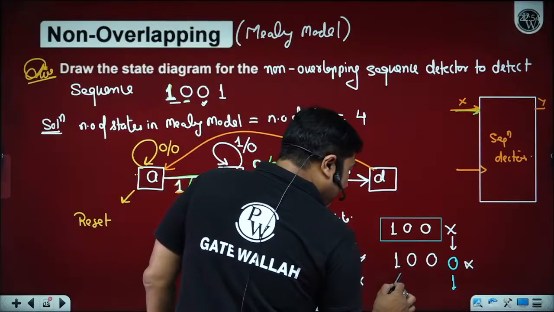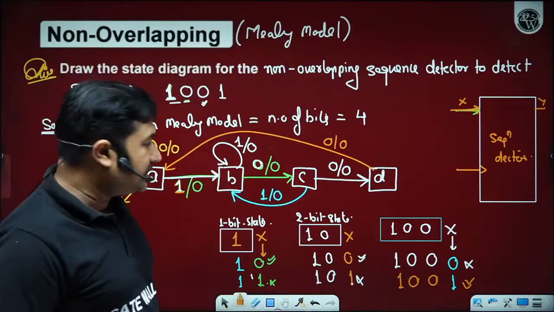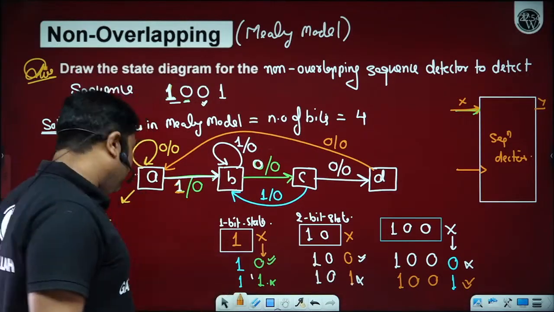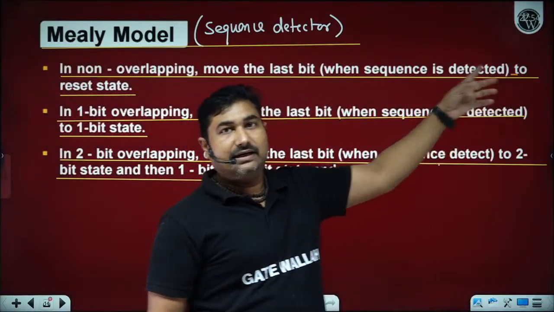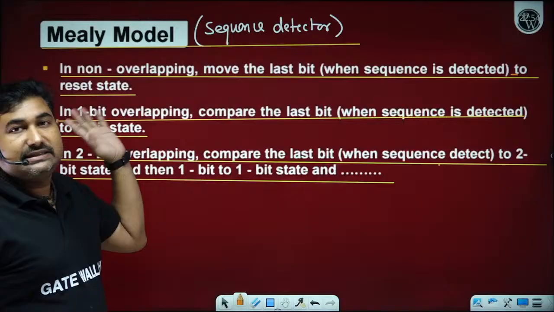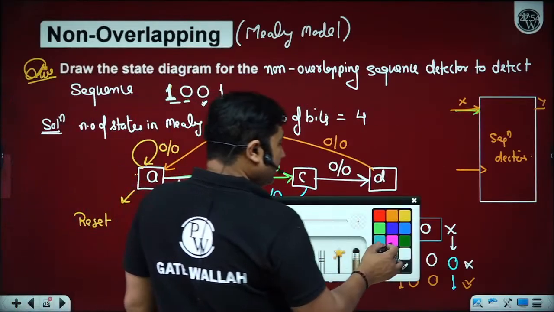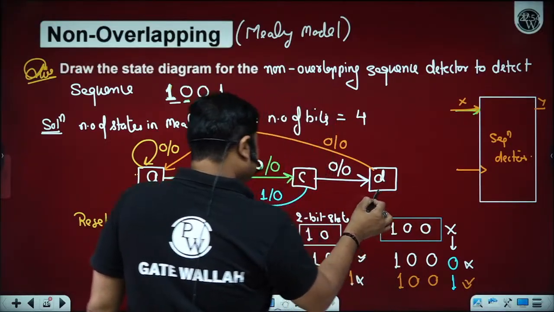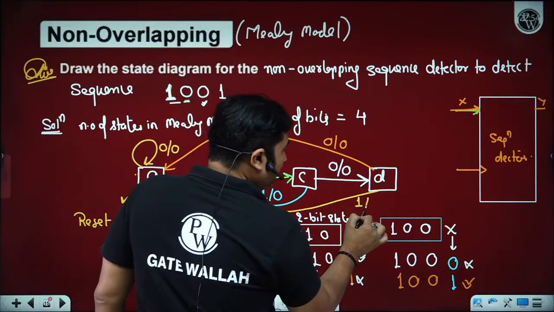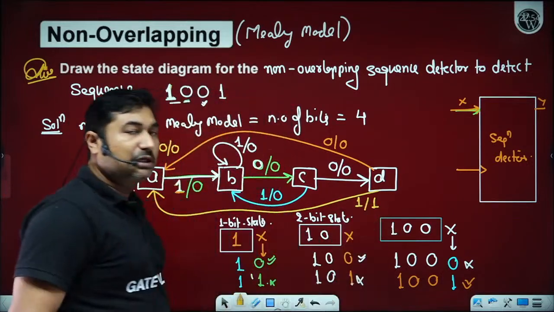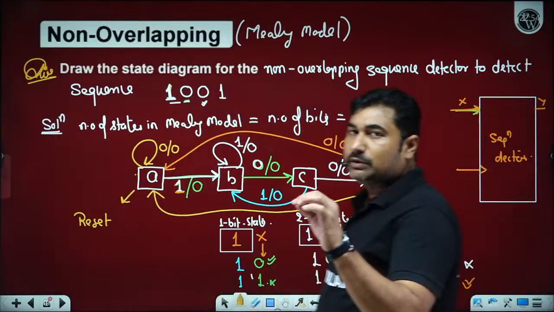However, if the next bit is 1, then this is the required set of input sequence. When the required set of input sequence is detected, move the last bit to the 1-bit state or reset state. It means in a non-overlapping detector, when the entire sequence is detected, move to the reset state. So we will move to the reset state. Here the output will become logic 1. Why? Because the entire set of sequence was detected. Output will become logic 1 only when the required set of input sequence is detected.